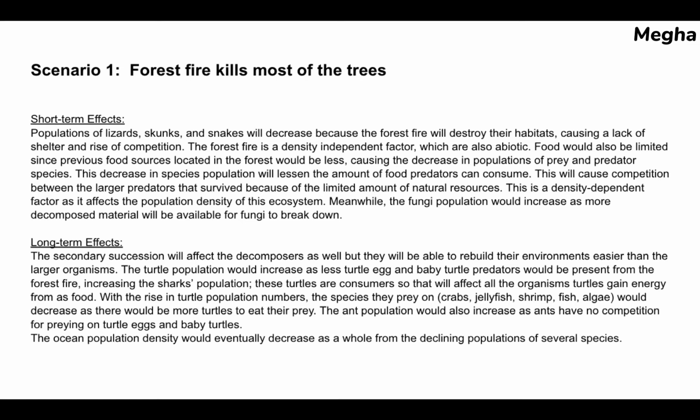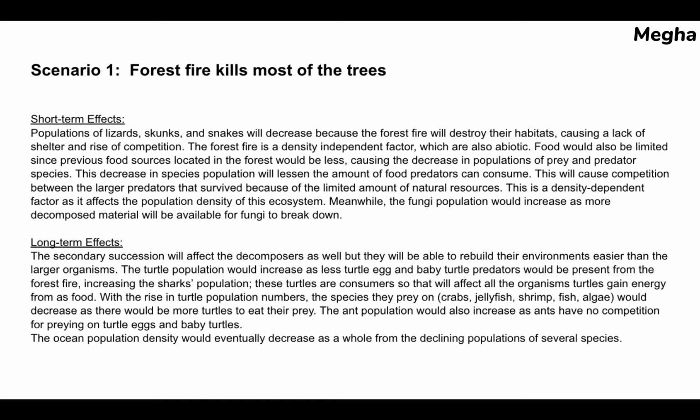As for the long-term effects, the secondary succession in the forest will affect the decomposers there as well, but they will be able to rebuild their environments easier than the larger organisms. Due to the absence of larger predators, the turtle population would increase as less turtle eggs and baby turtle predators would be present from the forest fire. This would eventually lead to an increase in shark populations.